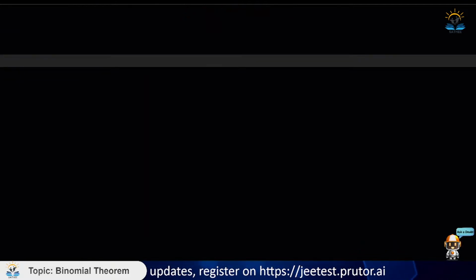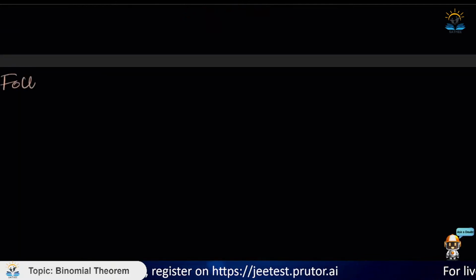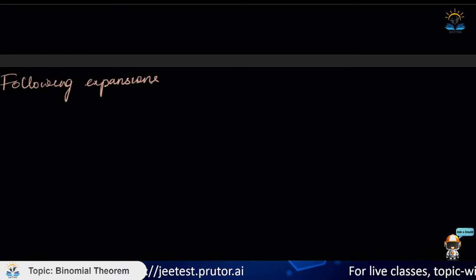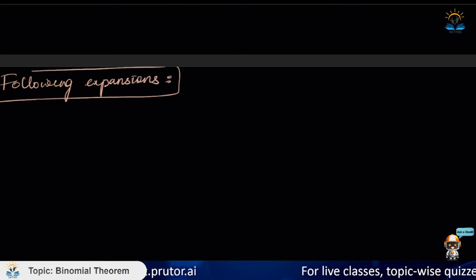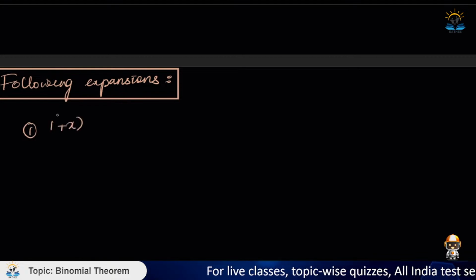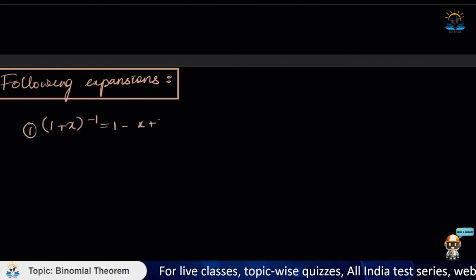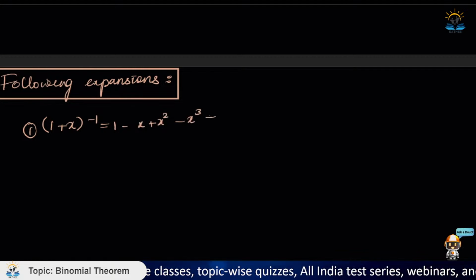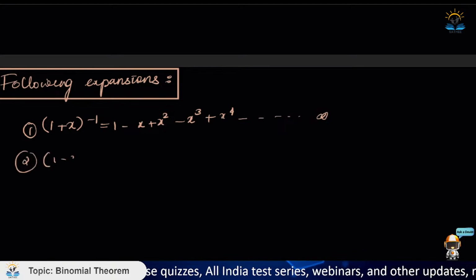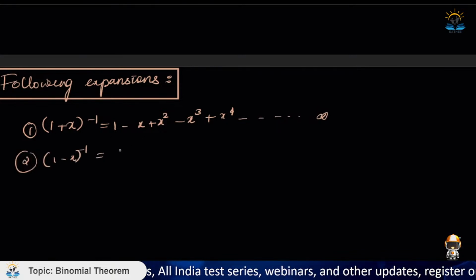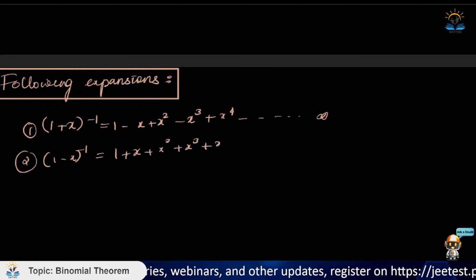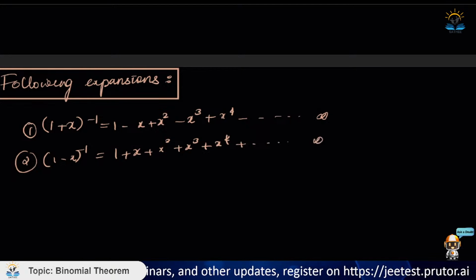Now the following expansions should be remembered. So what do we have in the following expansions? The first one: (1 + x)^(−1) is equal to 1 − x + x² − x³ + x⁴ − ... till infinity. The second one: (1 − x)^(−1) is 1 + x + x² + x³ + x⁴ + ... going on to infinity.